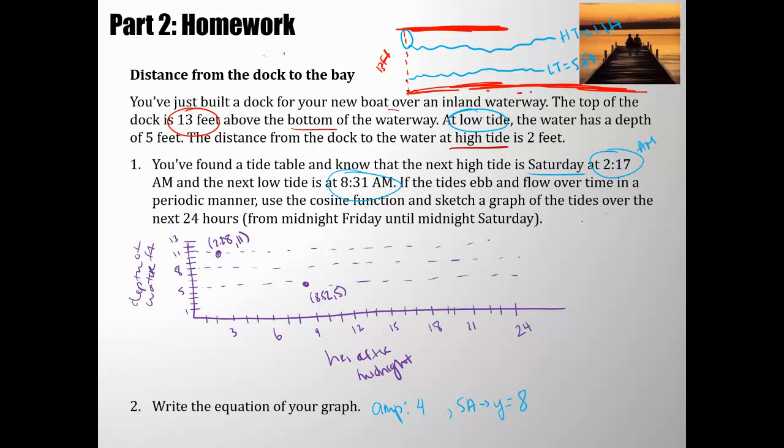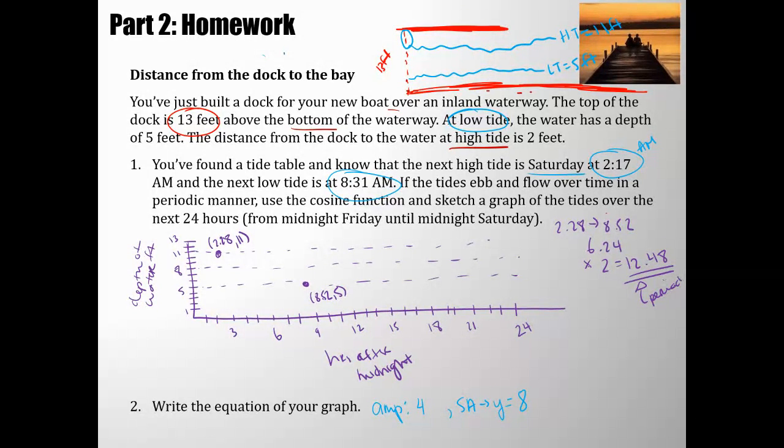If I'm going from 2.28 to 8.52, 8.52 minus 2.28 gives me 6.24. That's half the cycle. If I double that, I get 12.48. So it's 12.48 hours, a little bit less than 12 and a half hours. Times 60, it's about 28 or 29 minutes. That's the period.